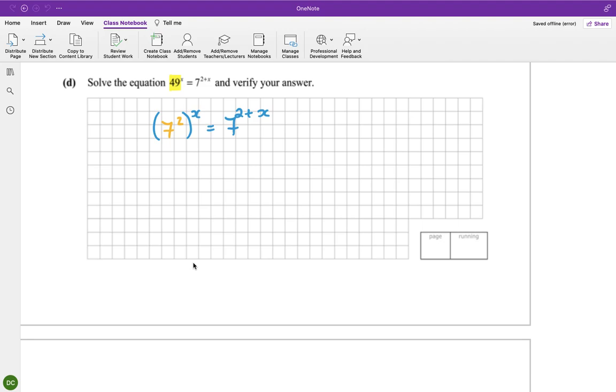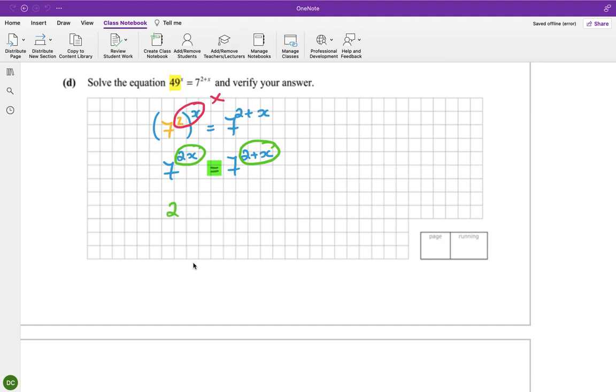Here we have power inside, power outside, so I can multiply. So that is 7, and 2 times x is 2x, and that equals 7 to the 2 plus x. So if these are to be equal, which it says they are, then this must be the same as this. Now, this is specifically tricky, as in multiplication and addition is hard.